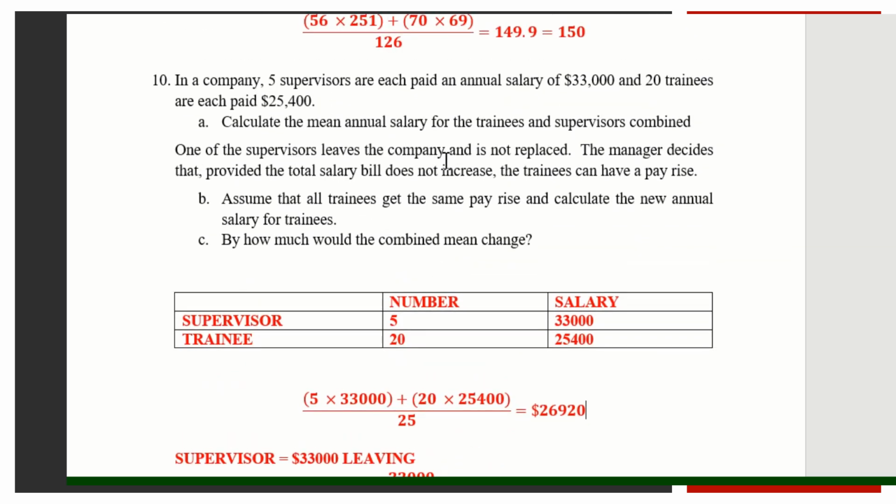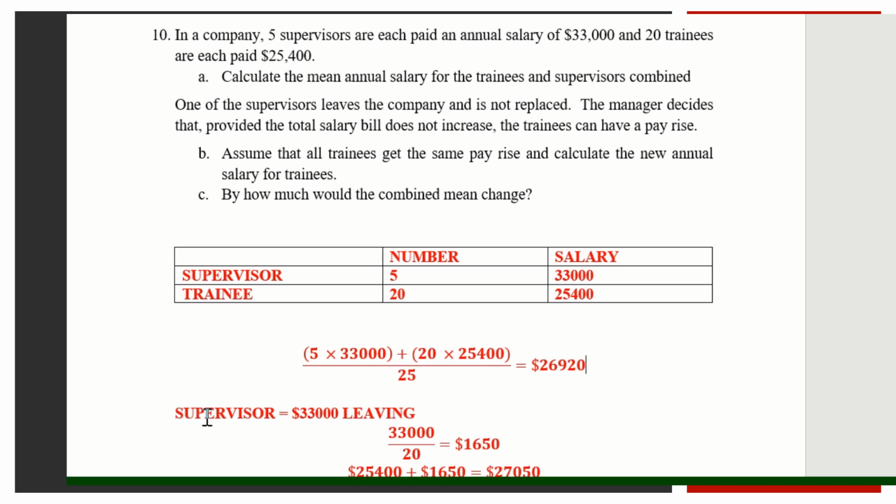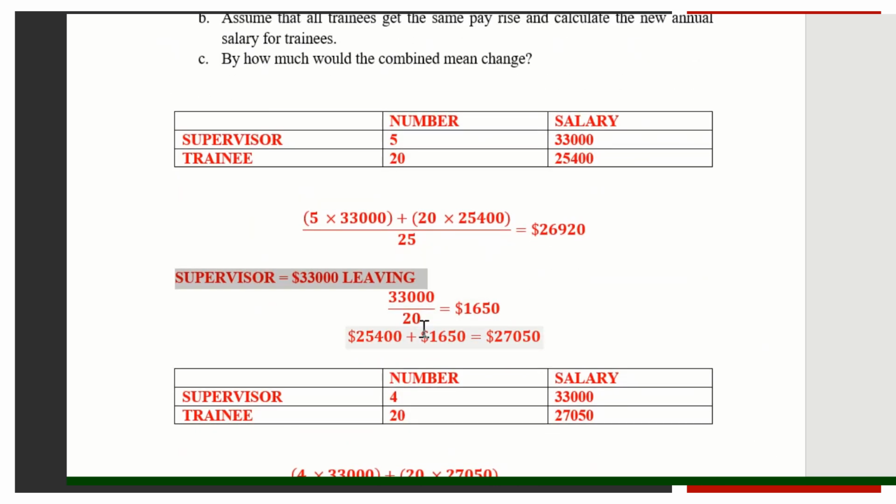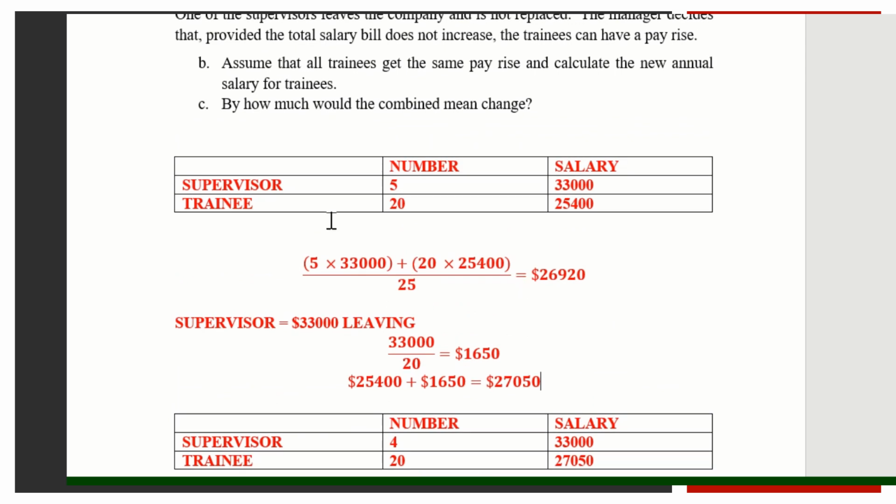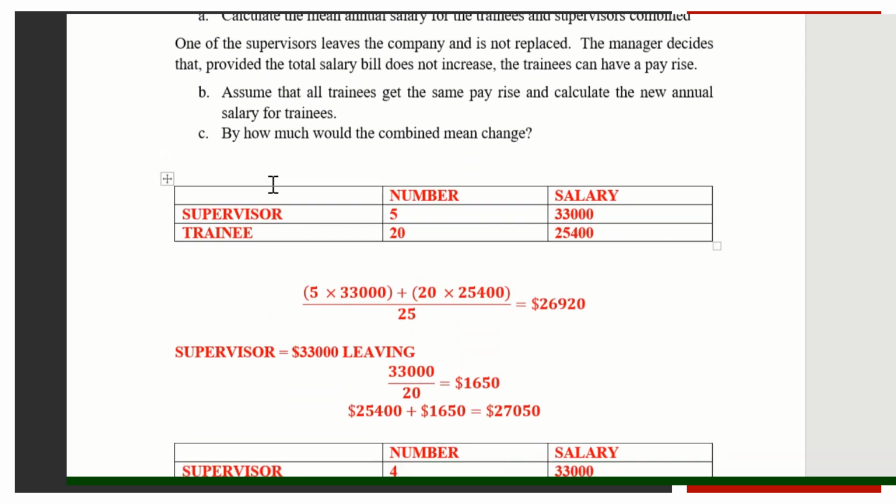One of the supervisors leaves the company and is not replaced. That means one supervisor is going, not replaced. The manager decided that the total salary does not increase, so the trainees can have a pay rise. Meaning now there is an extra 33,000. The supervisor leaving, there is an extra 33,000 which is given to the trainees. There are how many trainees? 20. So 33,000 you divide with 20. That means each trainee will get an extra 1650. So you take the original salary of 25,400 plus 1650, you get 27,050. Okay? That is the new annual salary.